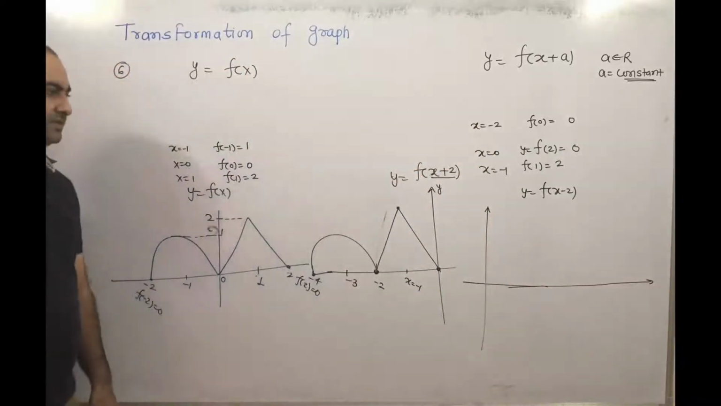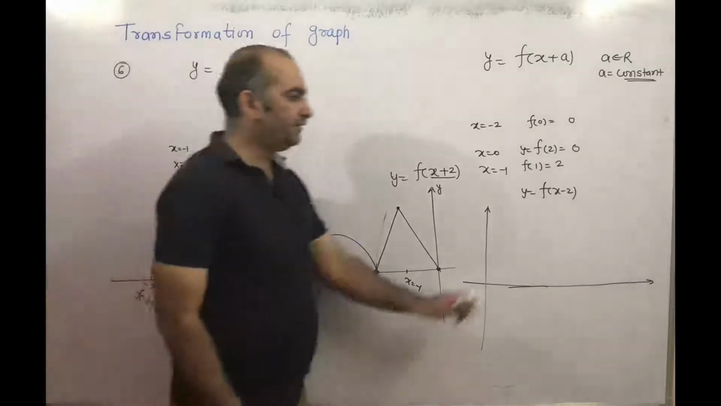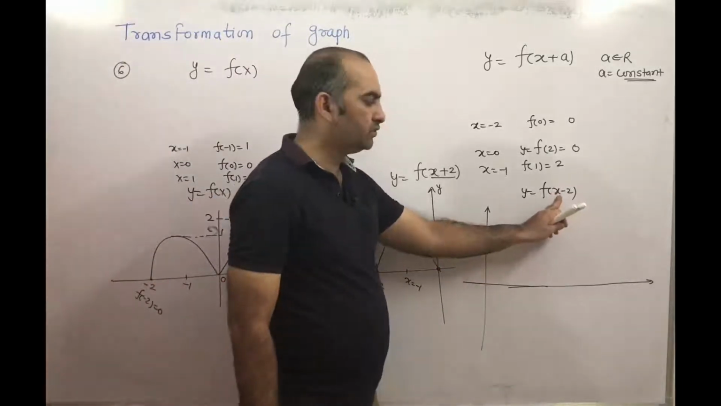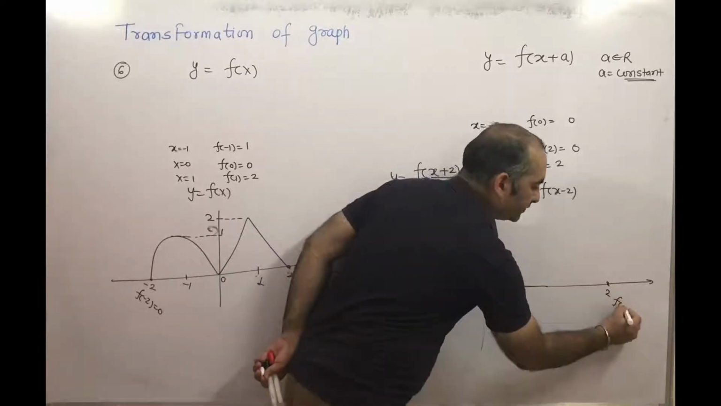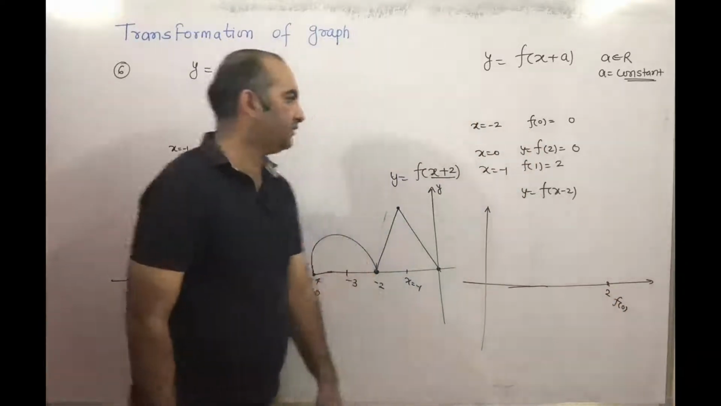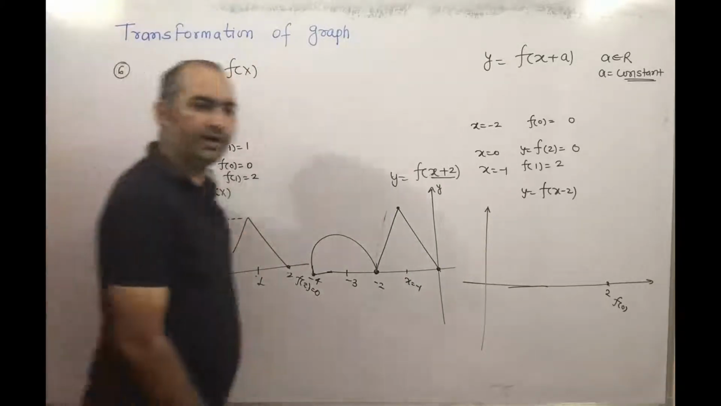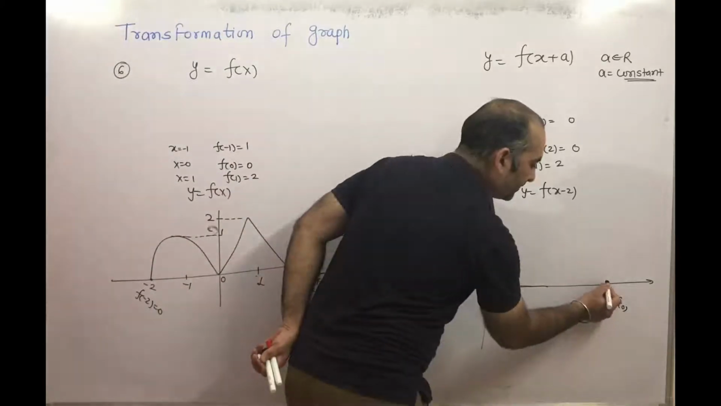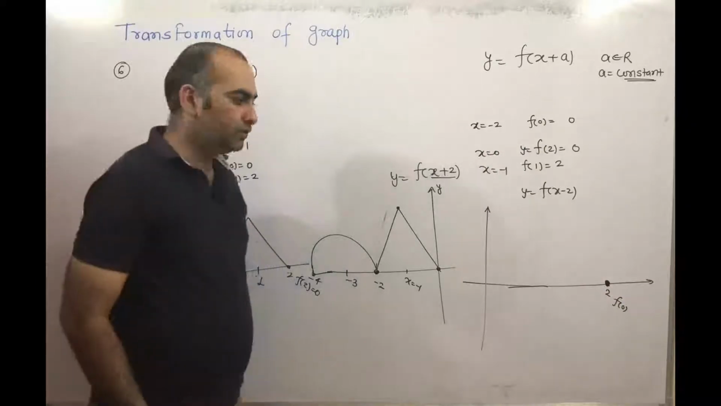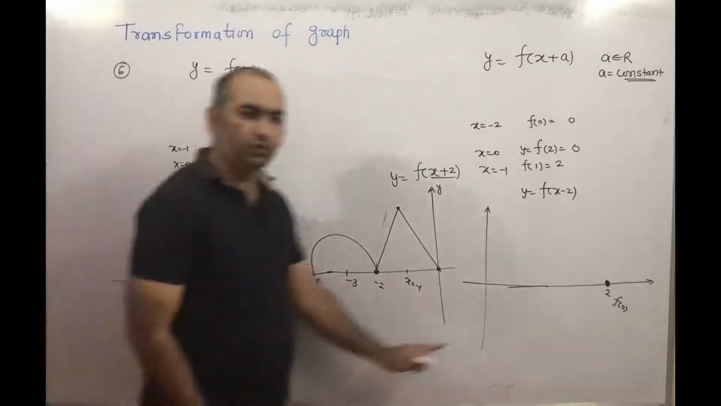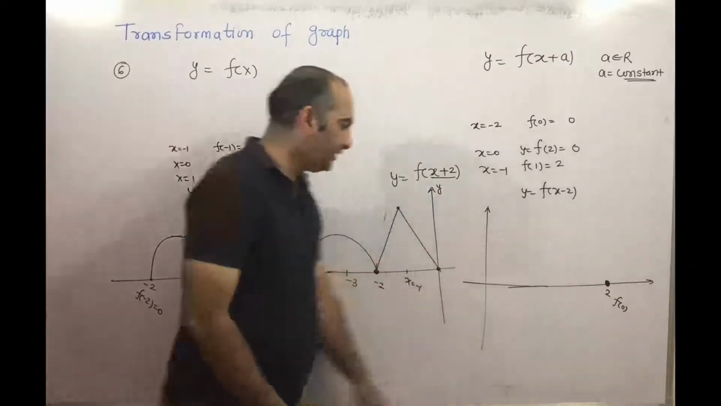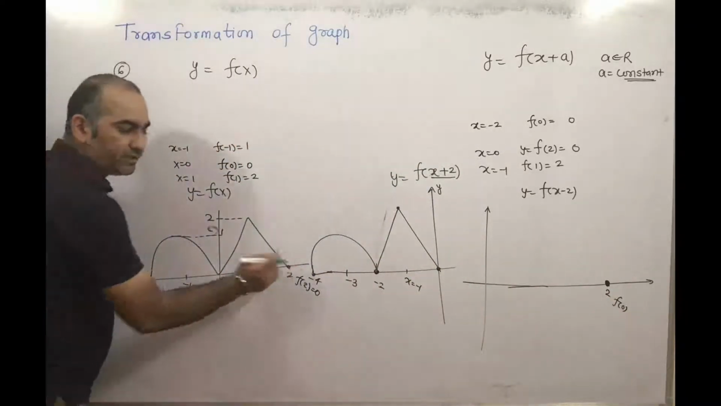So f of x minus 2. You can see here, if you put x equal to 2, we'll get f of 0. What is f of 0? F of 0 you can see here is 0. So at 2 we are getting this point. Correct? In this one at 0 we are getting 0, but here at 2 we are getting 0. So we can say that this point is shifted 2 units this side.